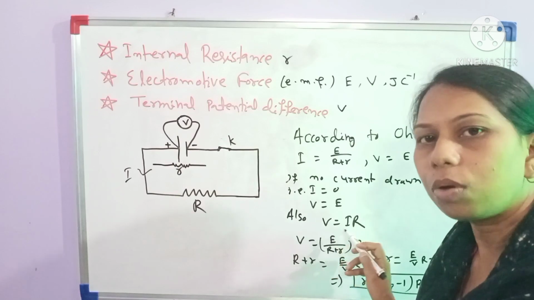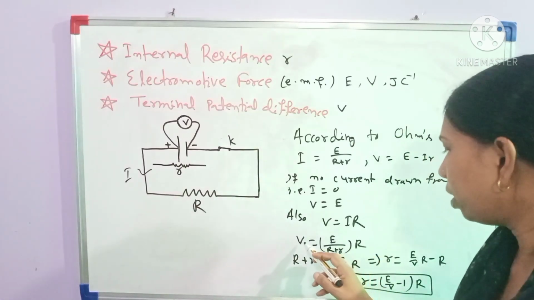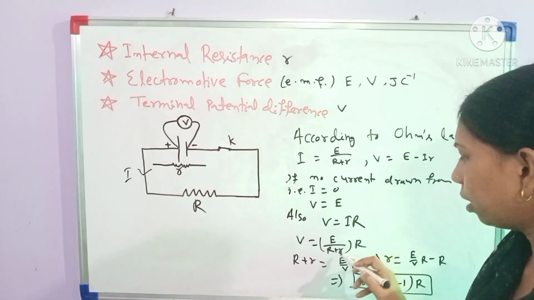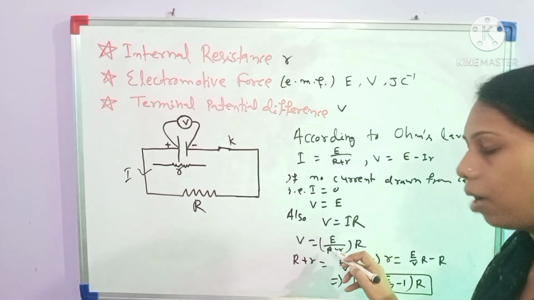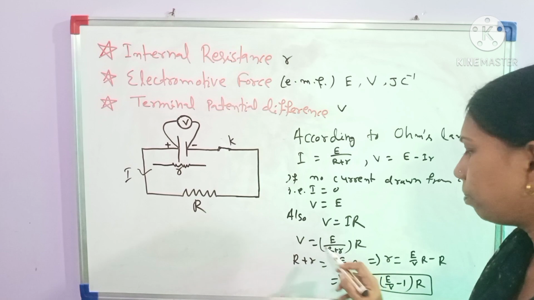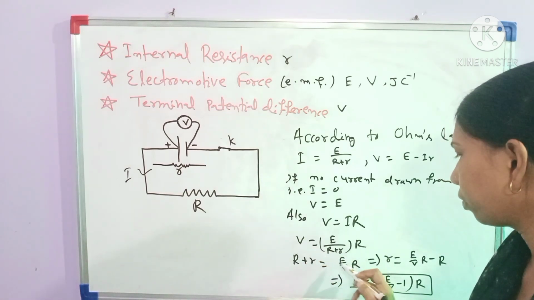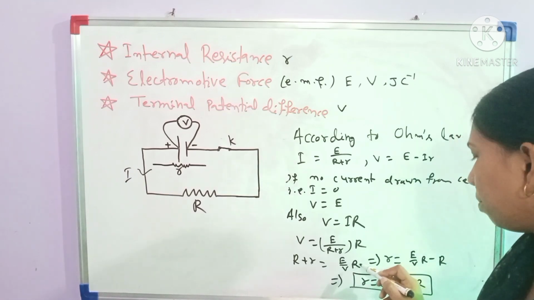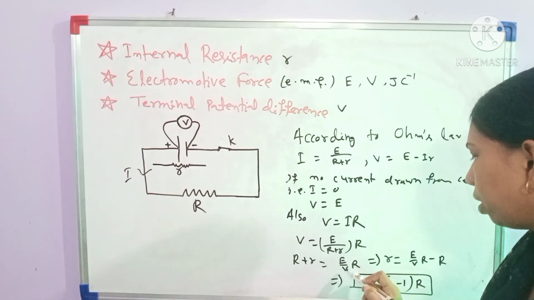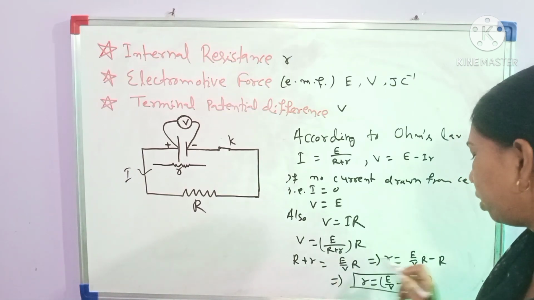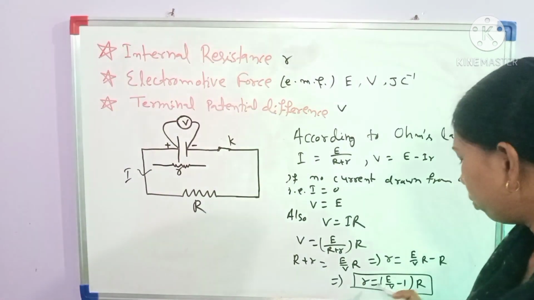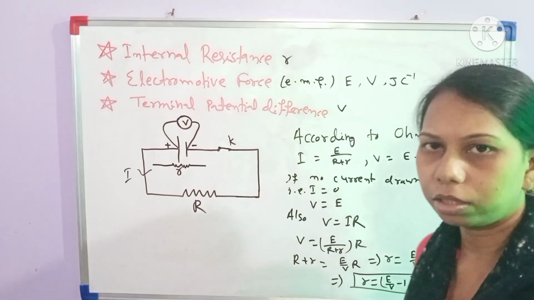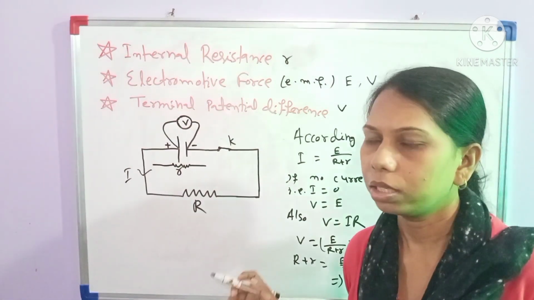But V equals IR. So V equals E upon R plus r into R. Here we put the value of I. So R plus r equals E upon V into R, which implies that r equals E upon V R minus R. So r equals (E upon V minus 1) into capital R, which is the required expression for internal resistance of a cell.